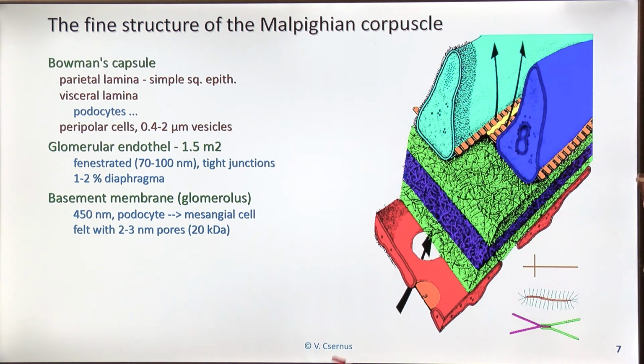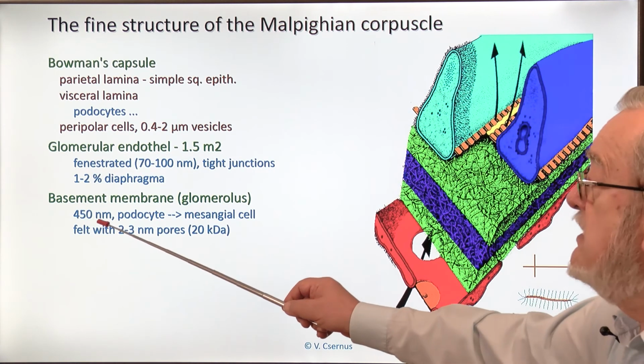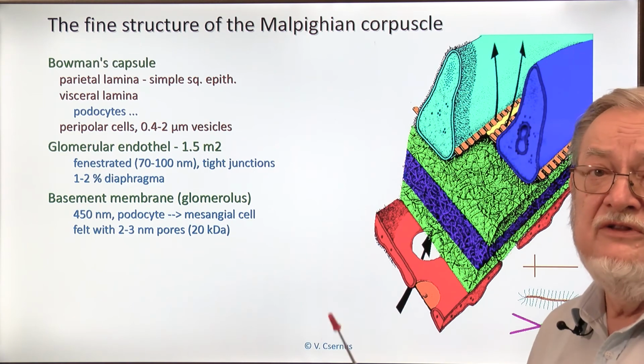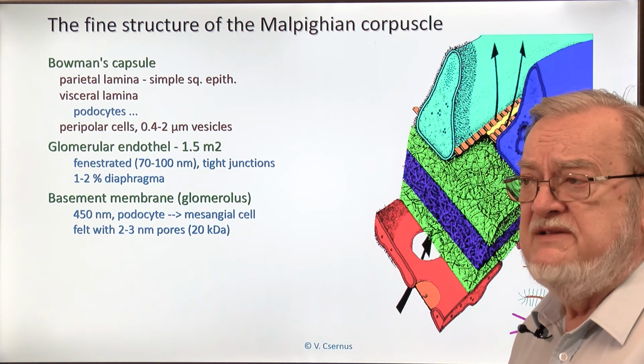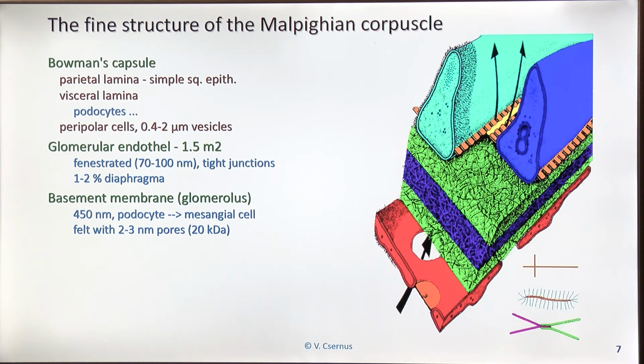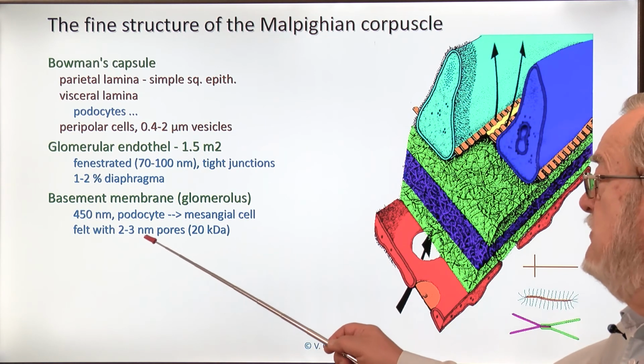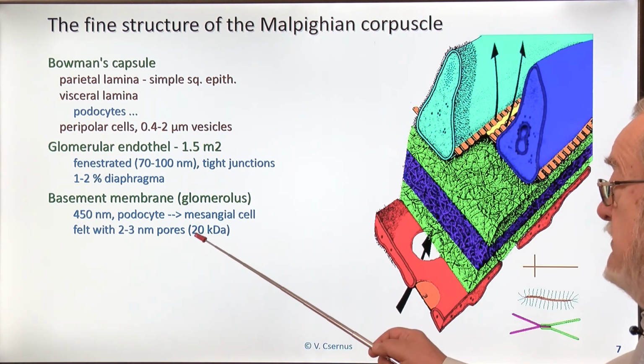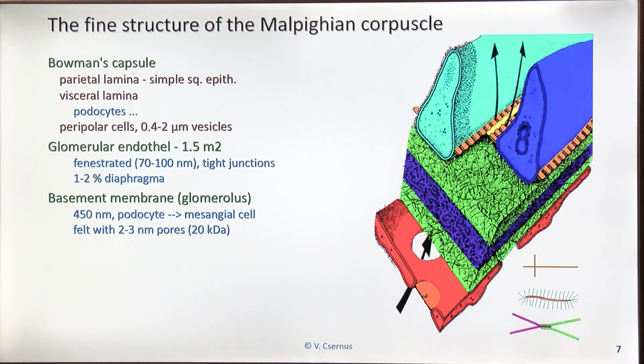The basement membrane is much thicker than the usual. You know, the normal basement membrane is about 80 nanometer in thickness. This is much thicker, 450 nanometer. And this looks like a felt with a lot of molecules, and this is a kind of filtrating surface. They have about 2-3 nanometer pores altogether, and as I mentioned, 20 kilodalton. This is a magic number of the kidney. This is what it lets pass through. The rest of them cannot get through.